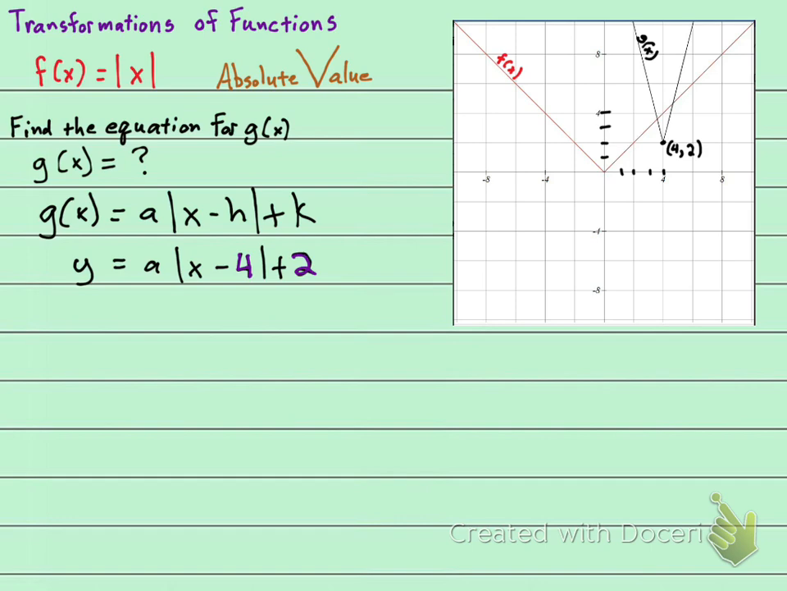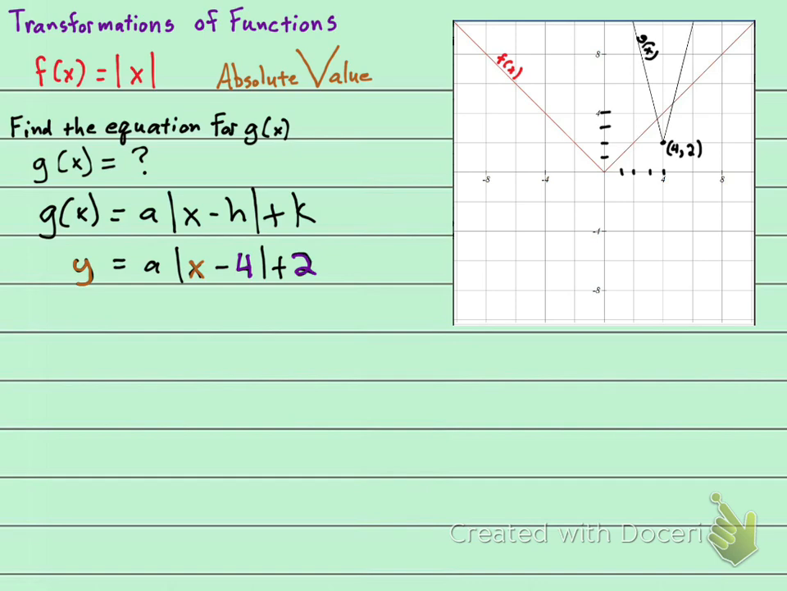The only thing that's missing is this a. The a determines whether it's a stretch or shrink, compress I guess they'll call it, or whether it's reflected if a is negative. To solve for a, we need to find one point on the black graph, one x and y value, and plug that in here. That will give us one unknown with one equation, and then we can solve.